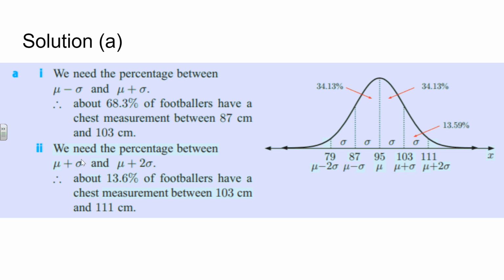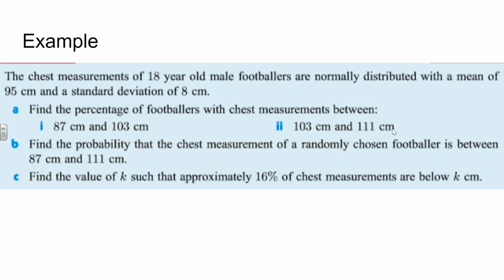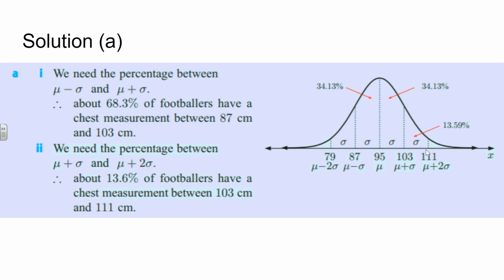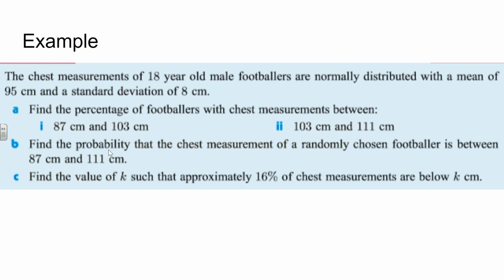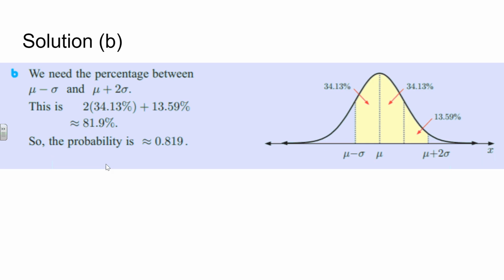In A double I, it says between 103 and 111. I'm literally just going to take the value from the curve we saw before, and that's one standard deviation above to two standard deviations above. So the answer to A double I is just going to be that 13.6%. Now B says find the probability that is between 87 and 111. Okay, 87 was here, and 111 is here. So I'm shading in this area in the middle, and I'm just going to add those percentages together. When I add them together, I get about 81.9%.